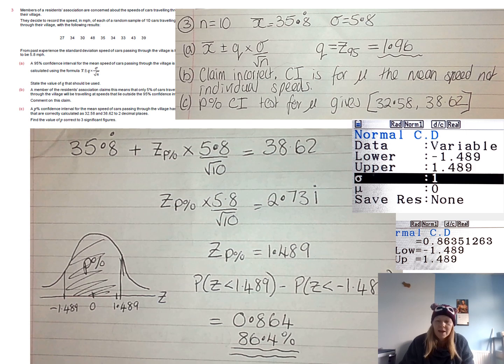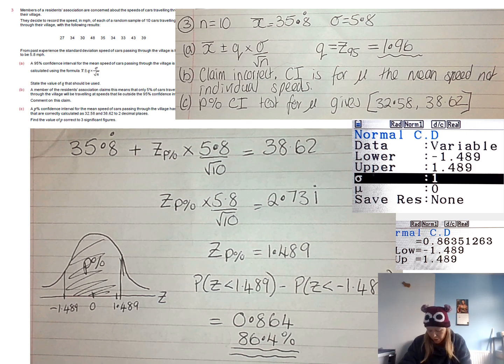To get there, you need to go into stats mode, press exit, exit, exit to make sure you're in the right place, press distribution, F5, F1 normal, and now F2 for NCD. Then you should see this sort of screen. Can you put in those lower and upper values? Make sure, because we're after a Z value, standard deviation is 1, mean is 0.